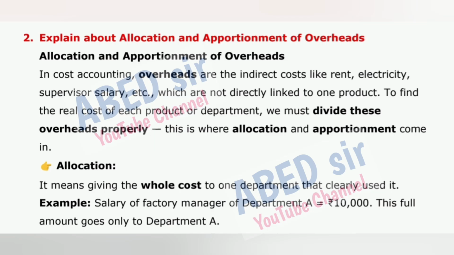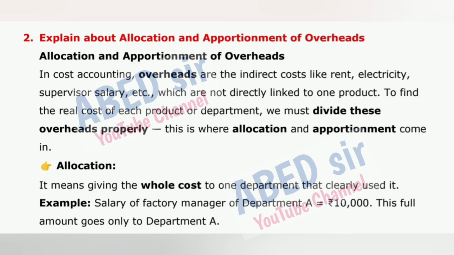Allocation and apportionment of overheads. In cost accounting, overheads are the indirect costs like rent, electricity, supervisor salary, etc., which are not directly linked to one product. To find the real cost of each product or department, we must divide these overheads properly. This is where allocation and apportionment come in.